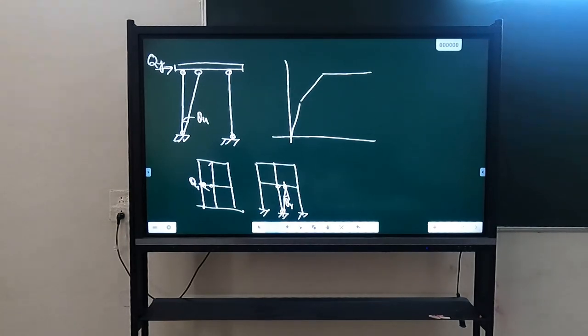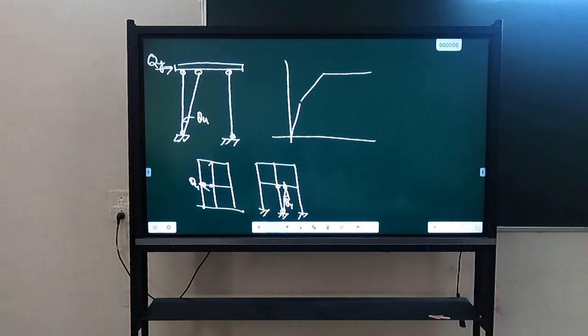What else was your question? In this question, when the hinges form here, we have found the load QY. Then it also takes a load QU, we have found out. How is it going from QY to QU? When hinges form, it will be a mechanism, then how is it going from QY to QU? That's what I was explaining.